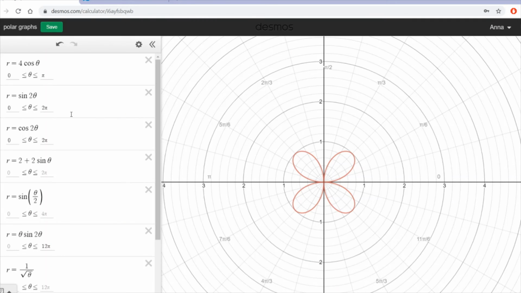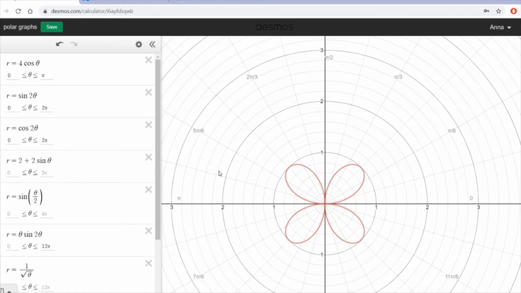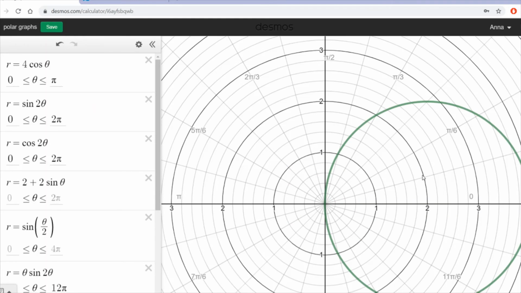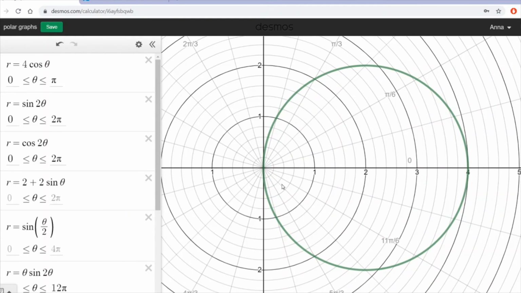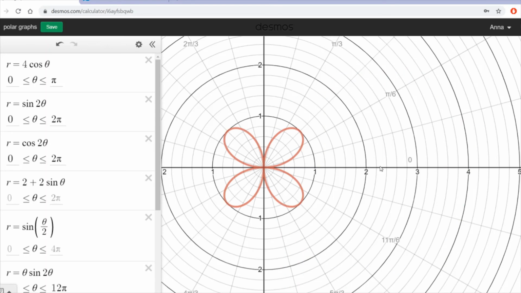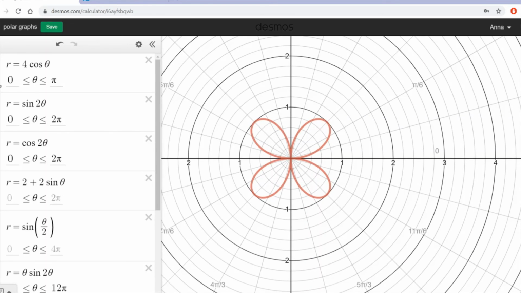So here is the actual graph of sine of 2 theta. And let me make this a little easier to see. And so also, by the way, this was the one we did earlier, right? We did 4 times cosine of theta, and that gives you a circle with radius 2 centered at the point 2, 0. So I just want to quickly show you the difference between sine of 2 theta, and then if you had done cosine of 2 theta instead, that would give you this graph in blue.